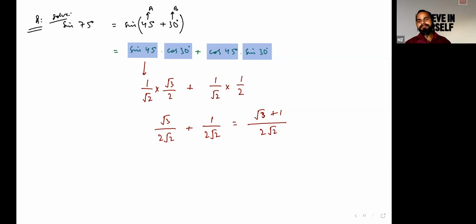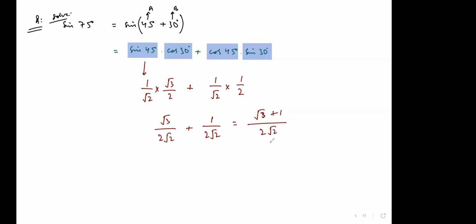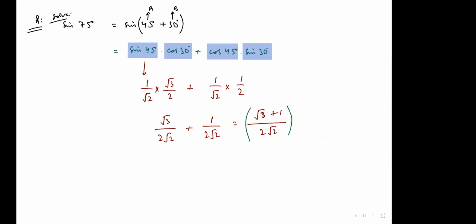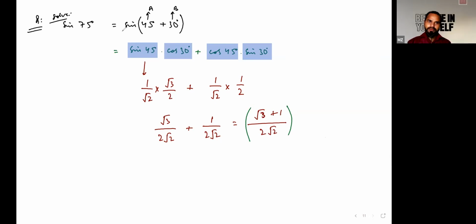Is it clear? Yes, sir. Rishan, is it clear? Nida? Yes, sir. Okay. So you have to simply expand this particular formula, put all the respective values and simplify it. That's it.